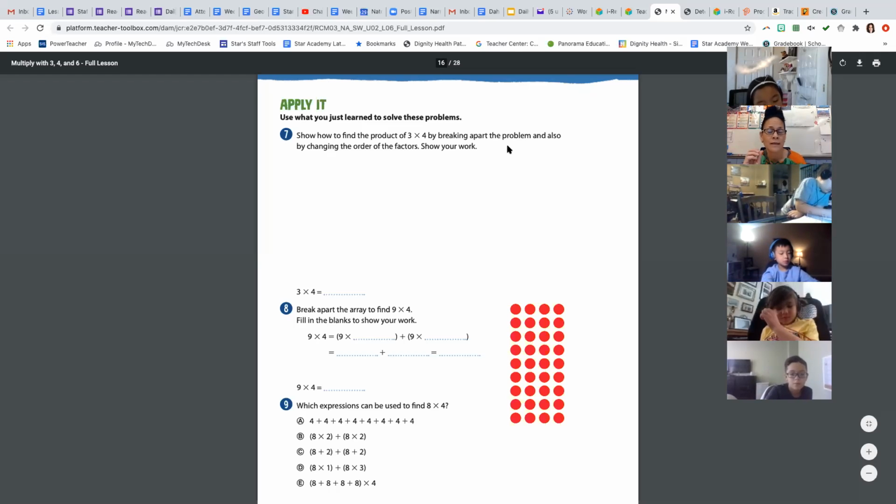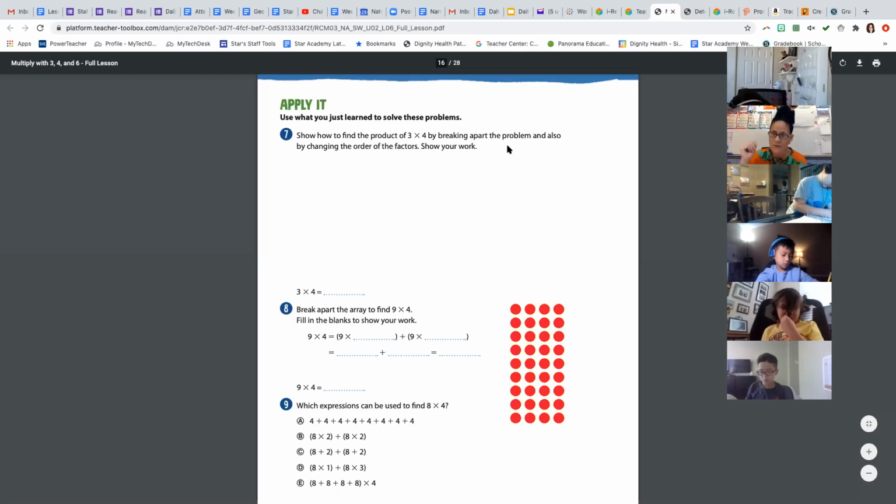And again, what do we mean by that? The commutative property, where we're going to flip the 3 times 4 and make it 4 times 3. It's asking you to show your work. And of course, by that, we mean to model it. We'd like you to model that using arrays.